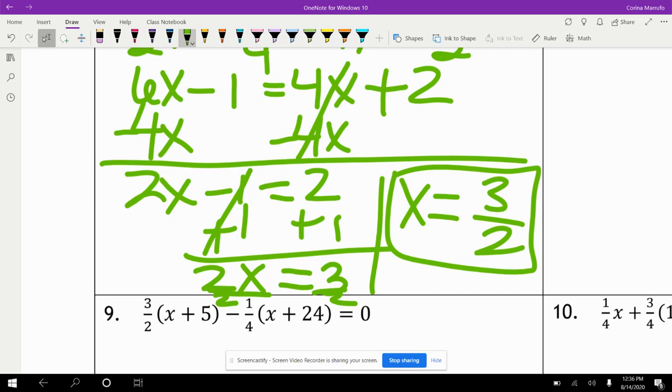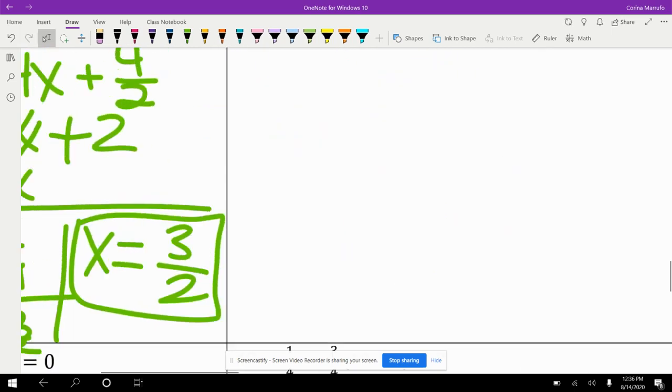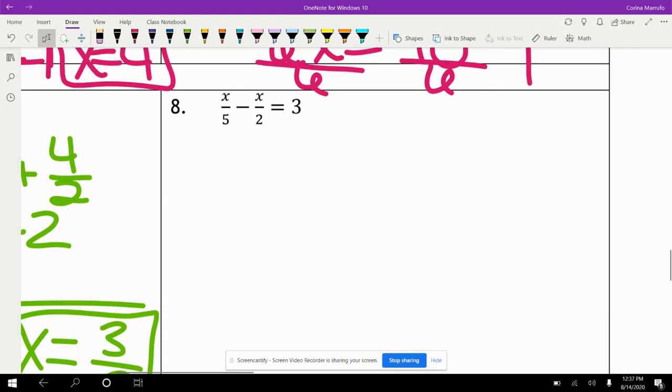Let's look at the next one. Okay, so here we have x over 5 minus x over 2 equals 3. So we're going to go ahead and solve for x. So first we need to get rid of the fraction.